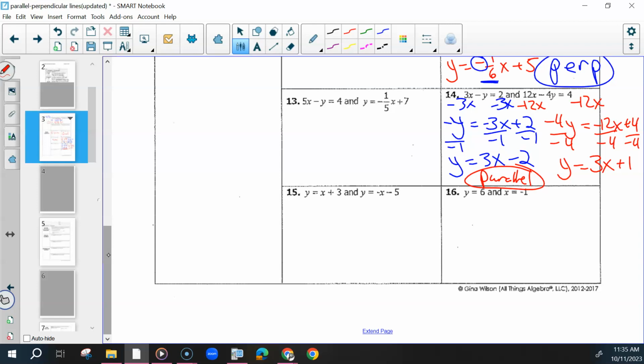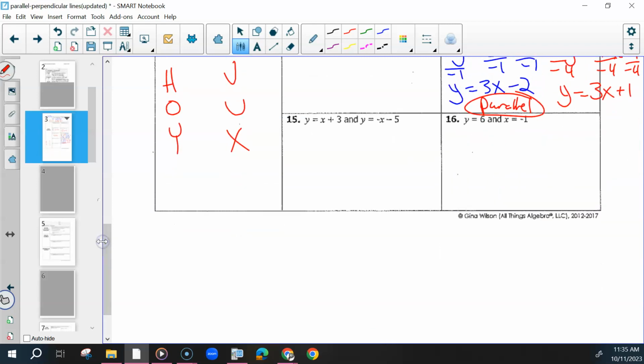Alright. Questions on number 14. Okay. For 16, think about the types of slopes those would have. So I'm going to write off to the side our favorite words. Horizontal lines have 0 slope and are y equals. Vertical lines have undefined slope and are x equals. What are the slopes of these two lines? Undefined and 0.